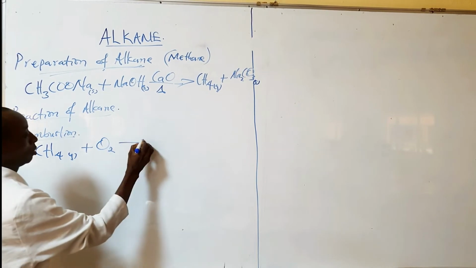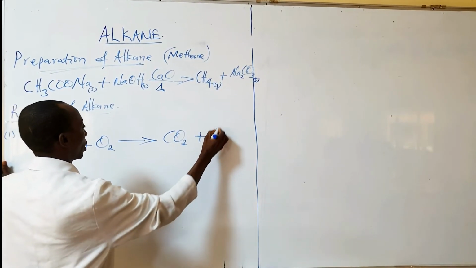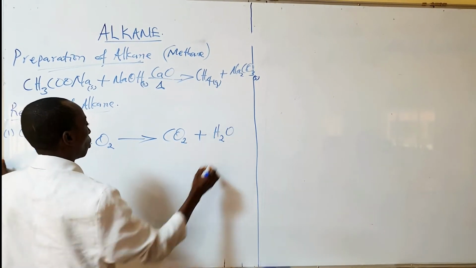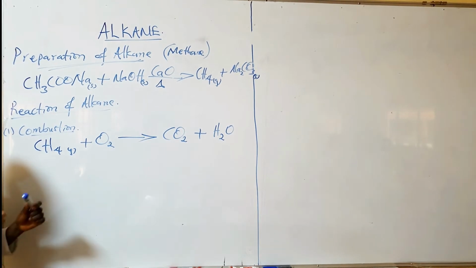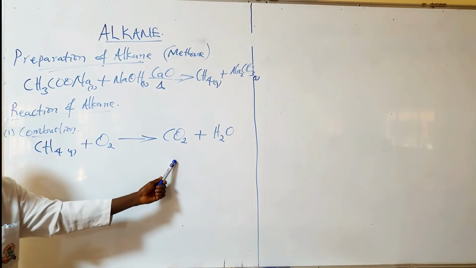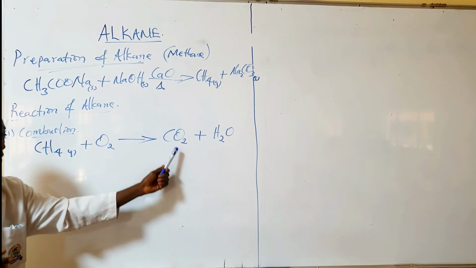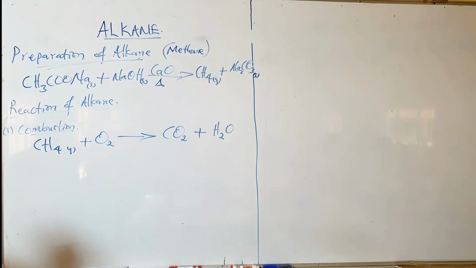Plus oxygen to give carbon dioxide and water. This is when there is a sufficient amount of oxygen. If there is no sufficient amount of oxygen, then CO will be formed, that is carbon monoxide, or carbon, as the case may be. Yes, let's try to balance this equation.